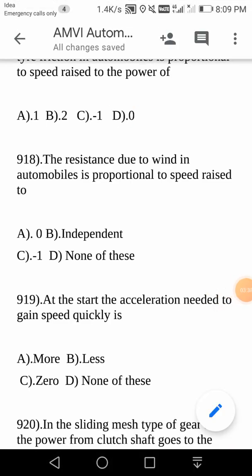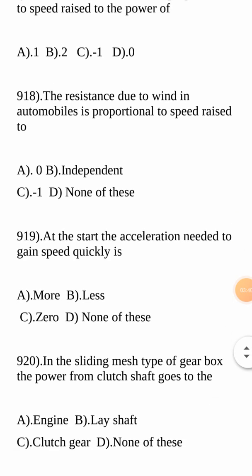Next question, the resistance due to wind in automobiles is proportional to speed raised to. This is a good question, boys. Normally speed is a very important parameter in case of a vehicle, right? Is it proportional, or constant with the speed, or independent of speed, or inversely proportional to the speed, or none of these? The answer here is none. None is connected with the resistance of the wind in the given options. So your answer is D.